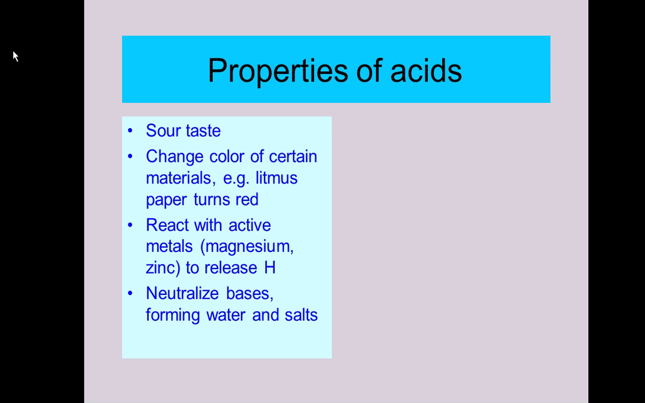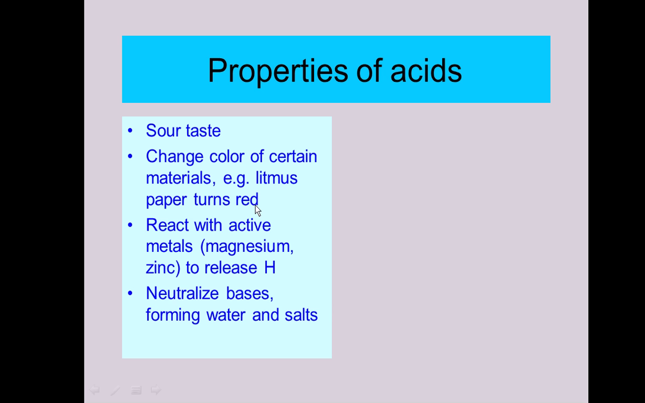Now what is litmus paper? Litmus paper is basically an acid base indicator, which means it tells us whether the solution is acid or base. This litmus paper is made of a dye, which is an acid and base indicator. So this is a very important property of acids, that they turn litmus paper red.